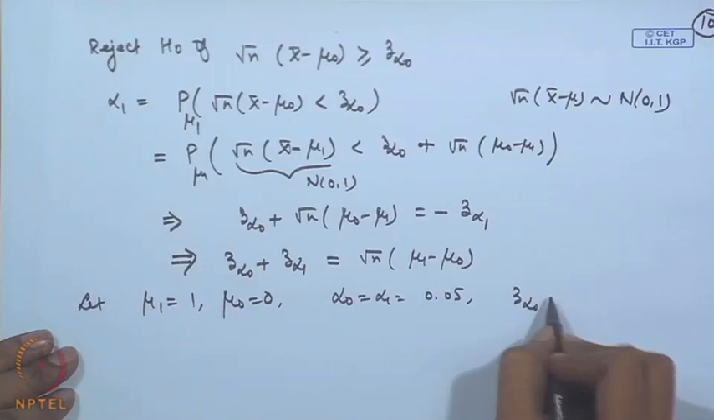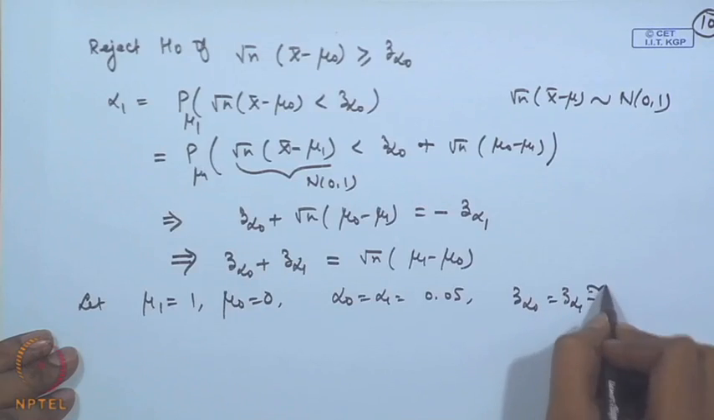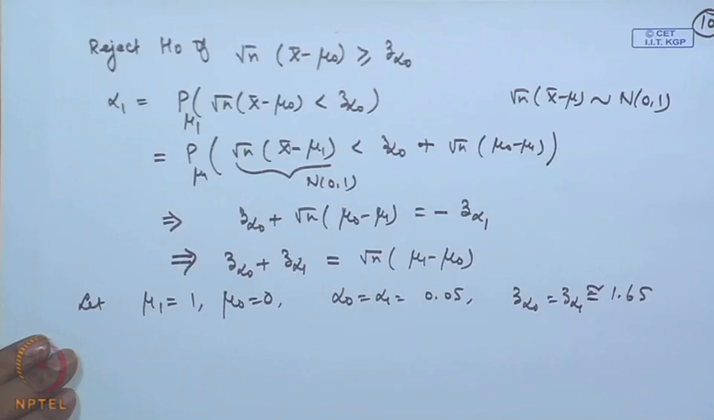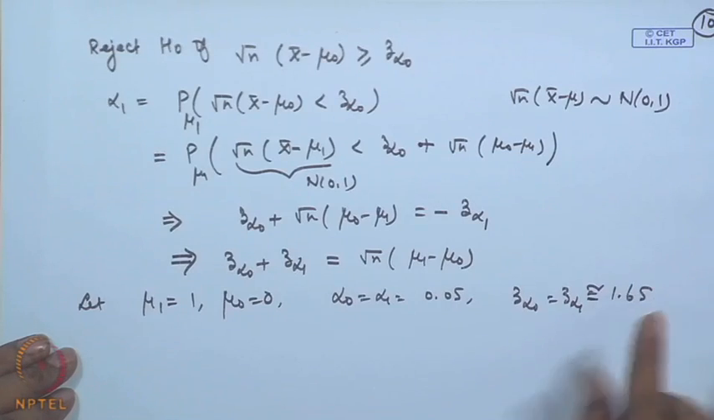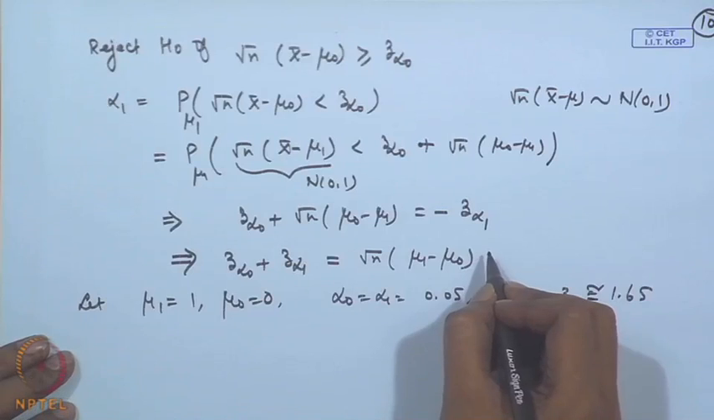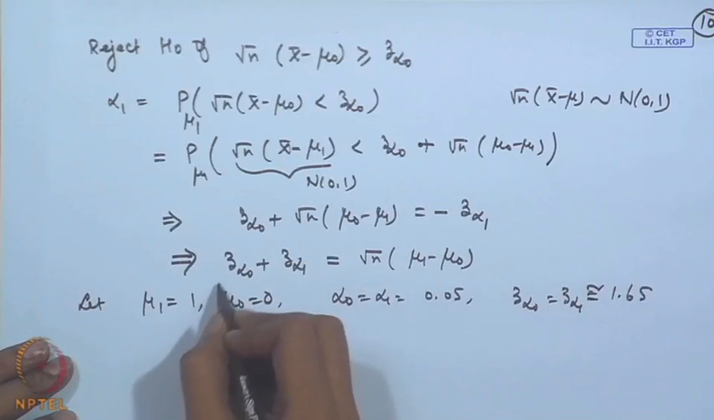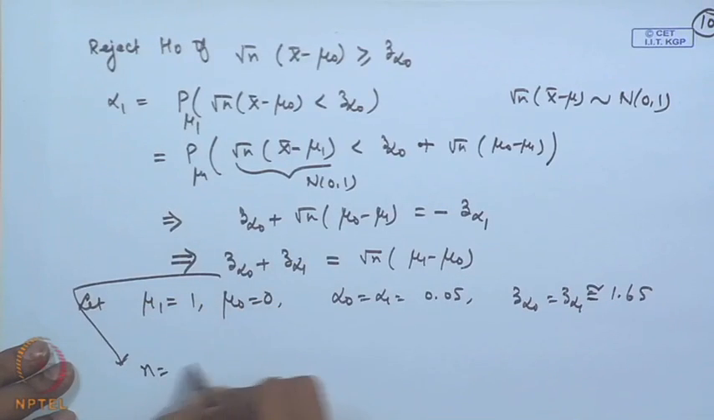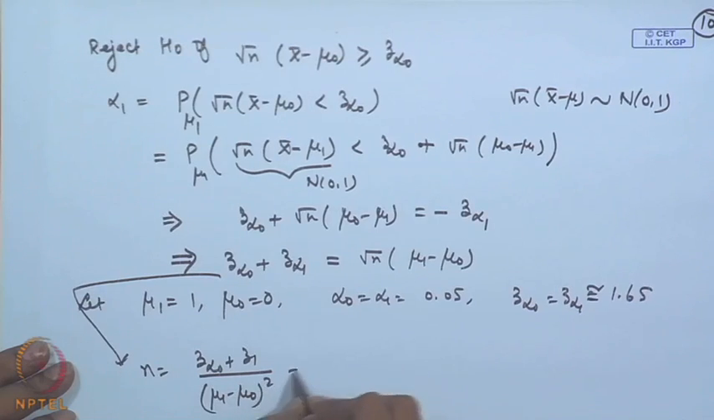So z alpha naught and z alpha 1 are approximately 1.65. Generally we take 1.6499 kind of thing, but just for convenience I am writing 1.65. If I do this, then from here n is equal to ((z alpha naught plus z alpha 1) divided by (mu 1 minus mu naught)) square.